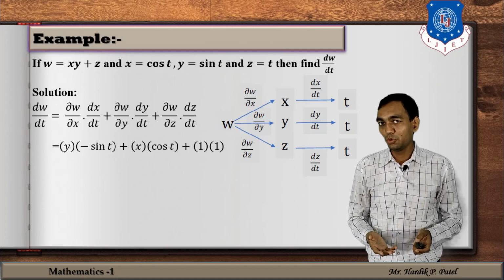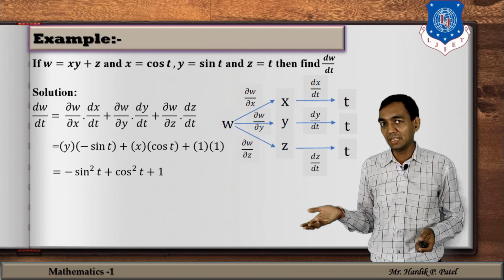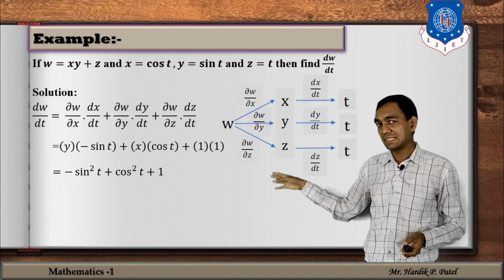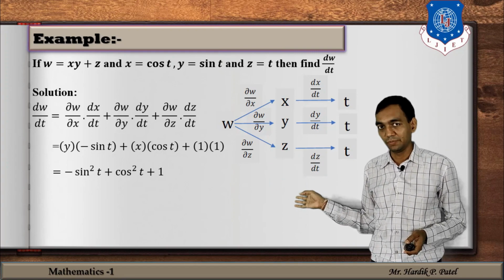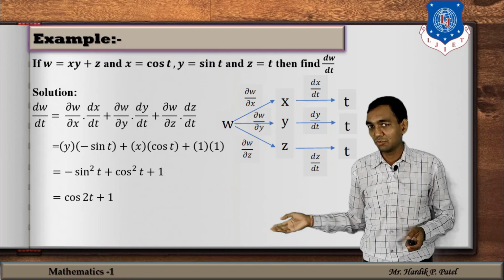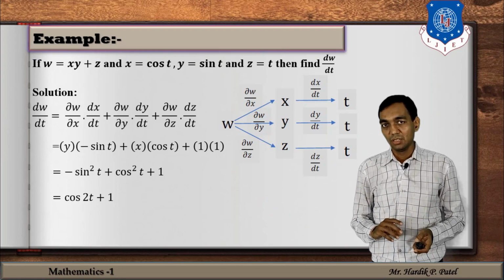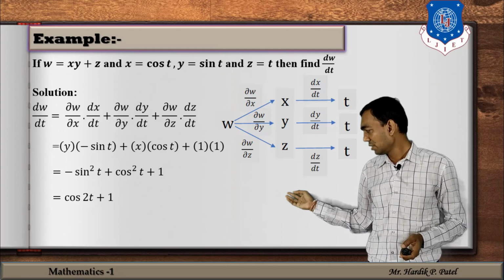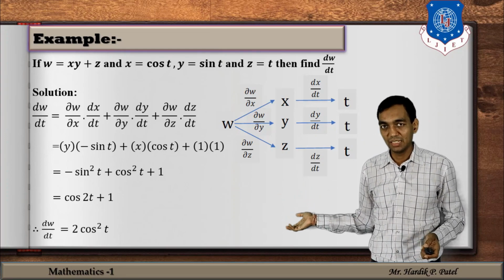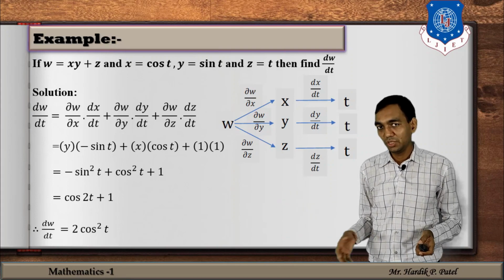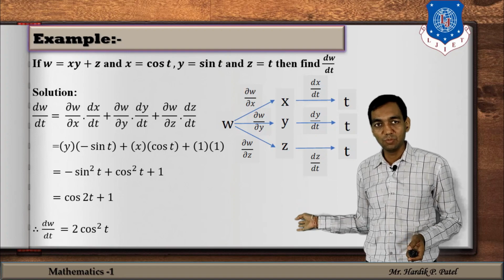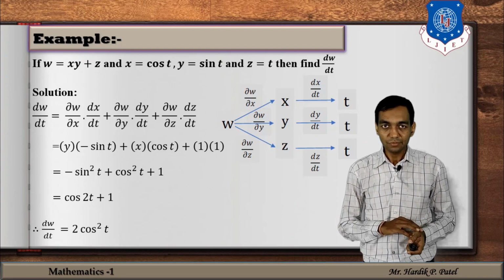Now we have to put all values in the form of parameter t. That's why putting the values of y and x, that will give you minus sin square t plus cos square t plus 1. But cos square t minus sin square t has a value cos 2t. So you will have cos 2t plus 1. And also we can replace 1 plus cos 2t by 2 cos square t, or you can leave it as it is. Okay, so the final answer of dw by dt will be 2 cos square t.